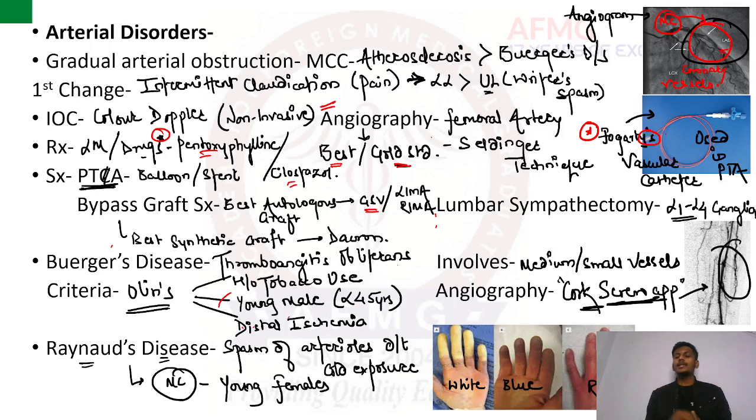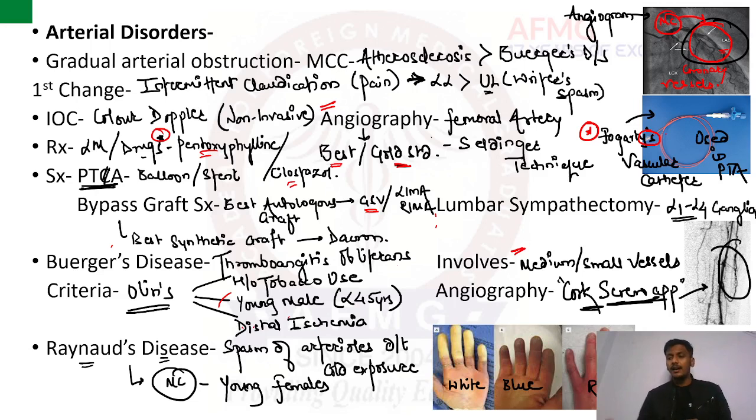Then if we talk about the second most common cause of gradual arterial obstruction, that was Buerger's disease, right? Buerger's disease is also known as thromboangiitis obliterans. Everything is in the name. Thromboangiitis means inflammation of your vessels. Obliterans means there would be blockage or obstruction of these vessels. It usually involves the medium or small sized vessels.